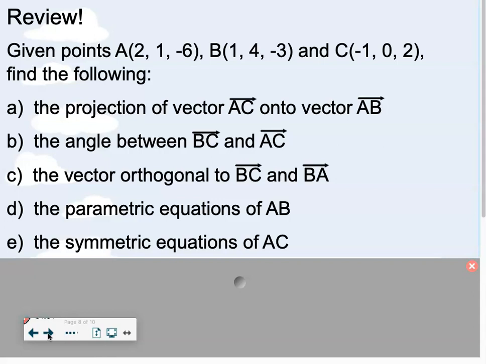All right. So I've given you 3 points: A, B, and C. Let's see if you can find the projection of vector AC onto vector AB. You're going to have to find the vectors, then find the projection. See if you remember the projection formula. The angle between two vectors. Find a vector orthogonal to two of those vectors. Find the parametric equations of AB. And find the symmetric equations of AC.